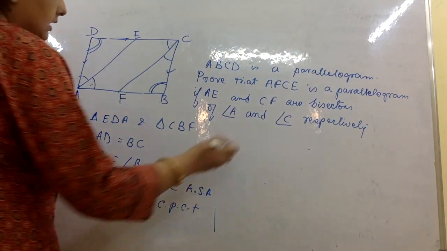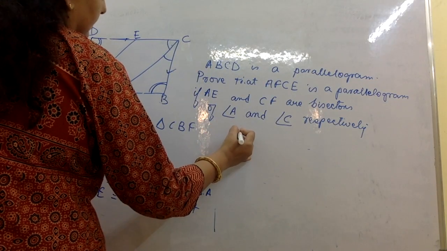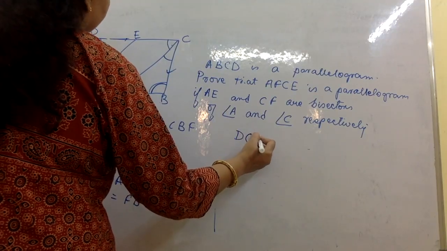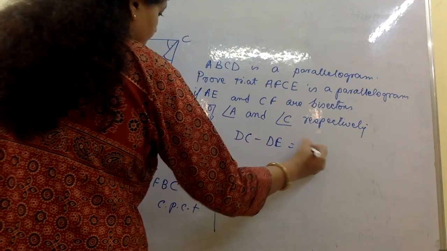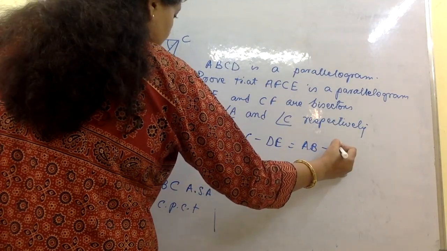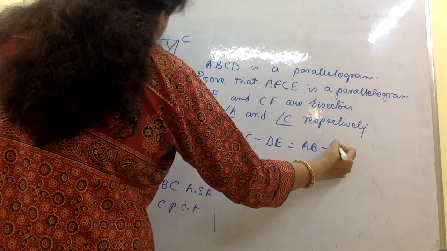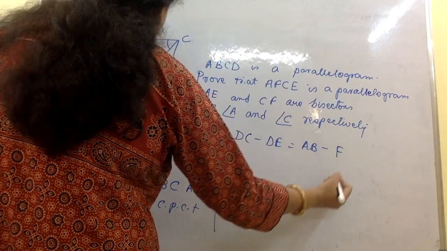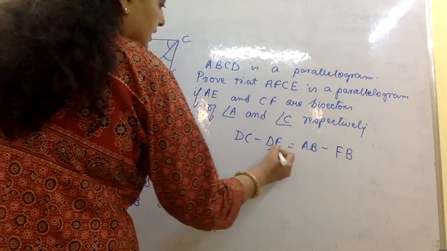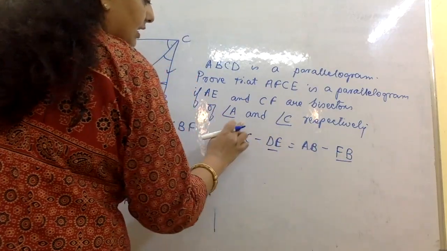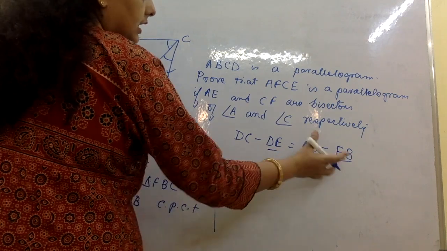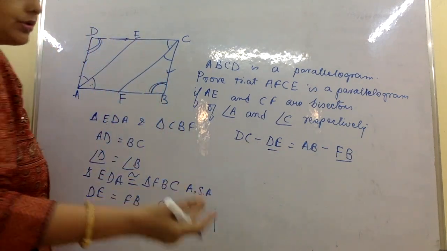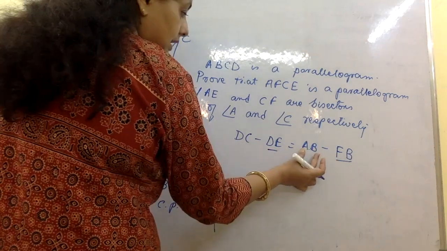Yeah, if DE is equal to FP, then DC minus DE is equal to AB minus FB. Why? Because these two are equal and these two are also equal. DC is equal to AB because of a parallelogram. So from equals, if we take out equals, then the remaining are equal. Okay, this is equal to this and this is equal to this.